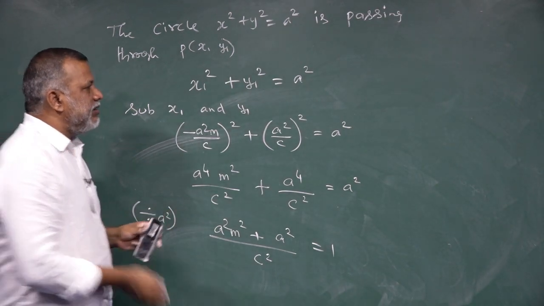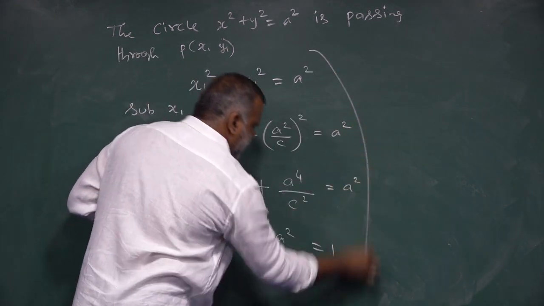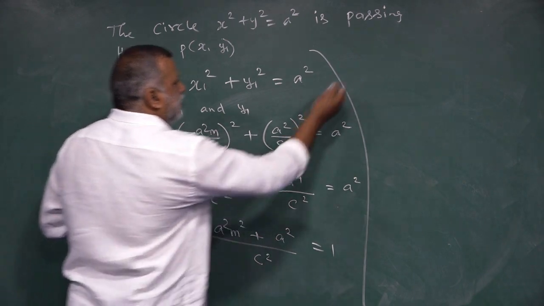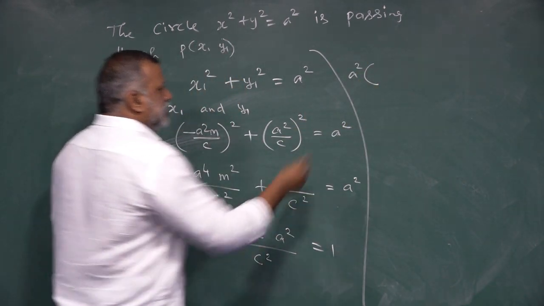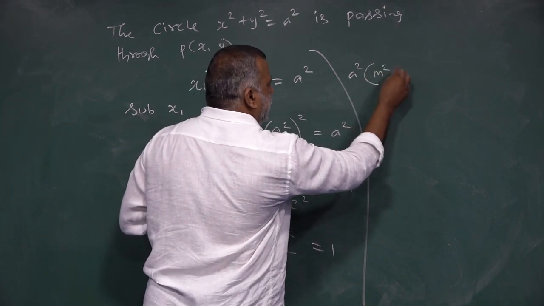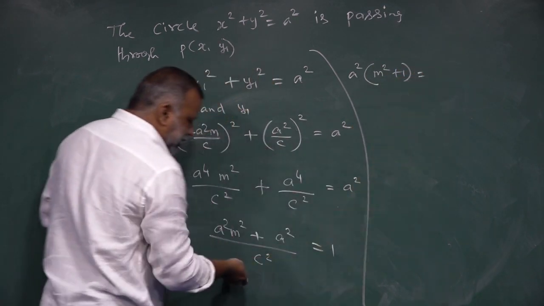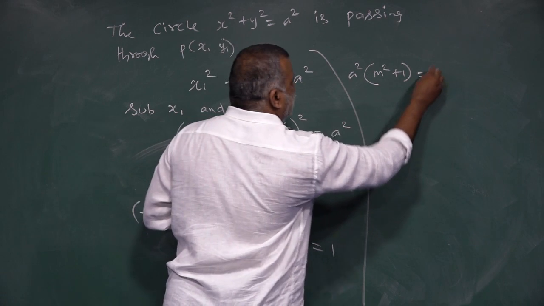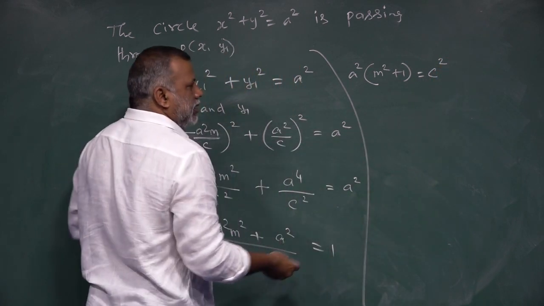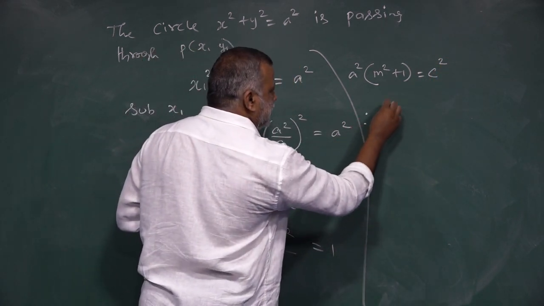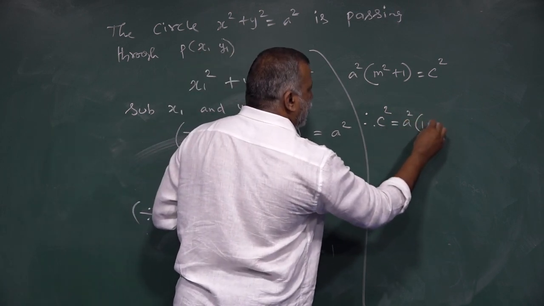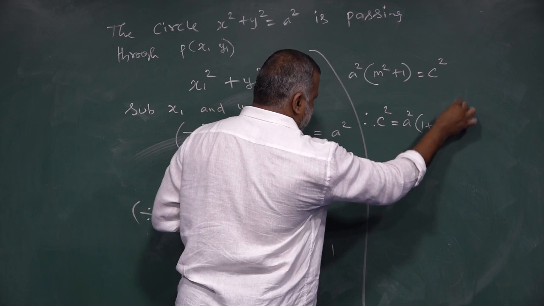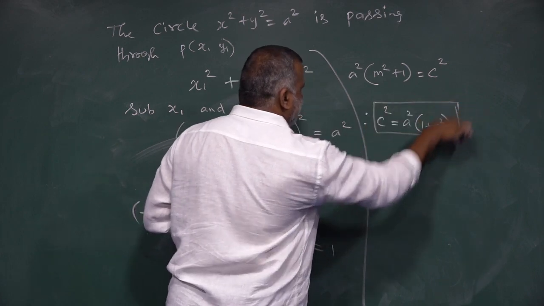From the numerator we can take out a squared as the common. The remaining is m squared plus 1 equal to, convert this denominator to the other side, we can get c squared. Therefore it is the required condition: c squared equal to a squared of 1 plus m squared. This is the required condition.